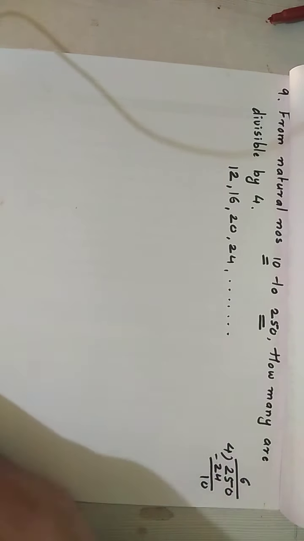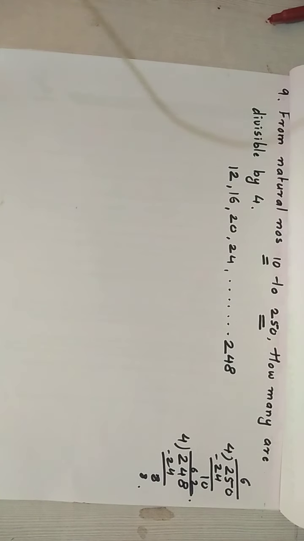4 6s are 24. 8 down, 4 2s are 8. Yes, 248 goes in the table of 4. That means the last number will be 248. Remember children, you are told only to check between number 10 and 250. So you cannot go ahead of 250. You have to check only till 250. So the closest number to 250 which is divisible by 4 is 248.